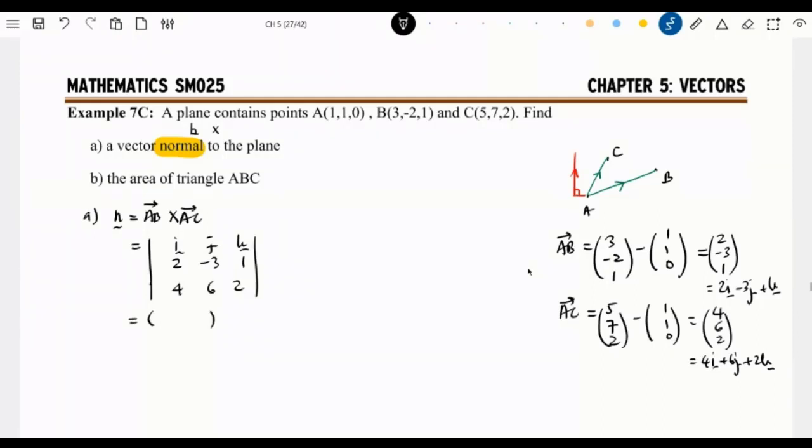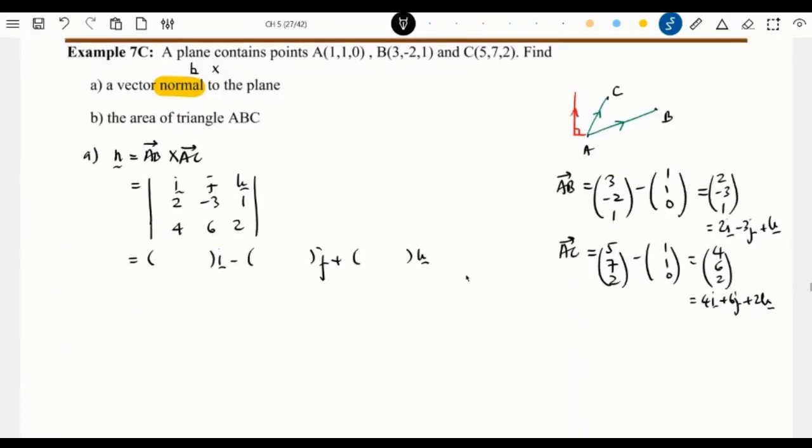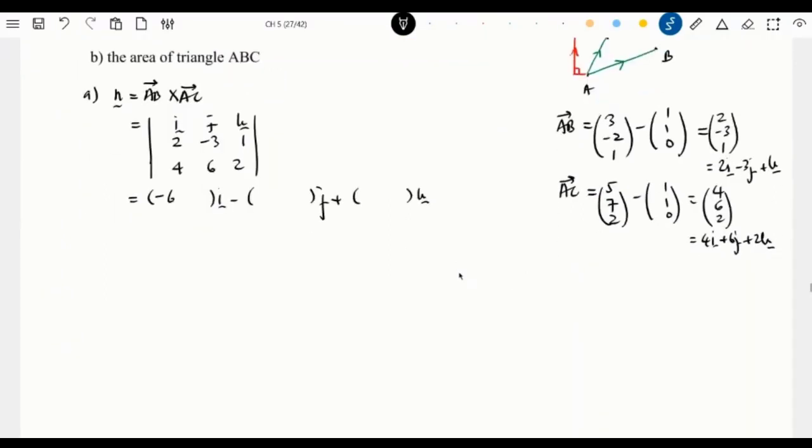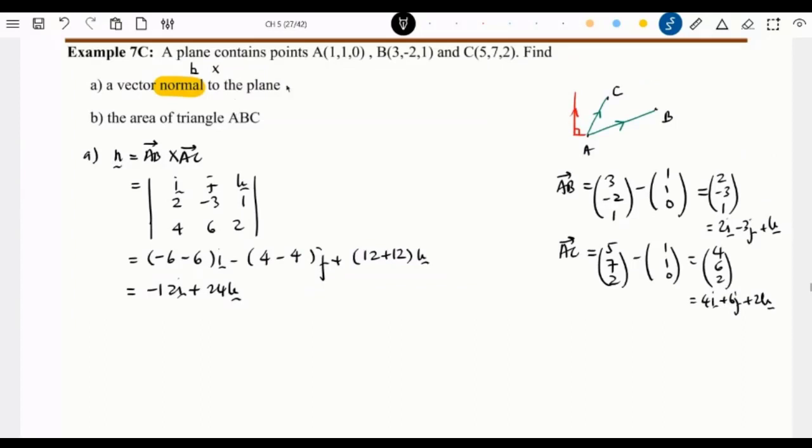Okay, I kita apa? Negative 6 minus 6. For the J? 4 minus 4, and then for K? 12 plus 12. Okay, mana yang lain ni? Senyap je yang lain. So we end up negative 12i plus 24k. Okay, sebab J ni terus hilang, dapat kosong lah. Okay, so that will be the normal vector to the plane.